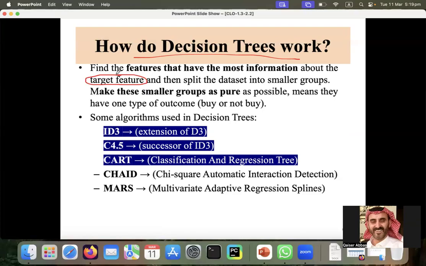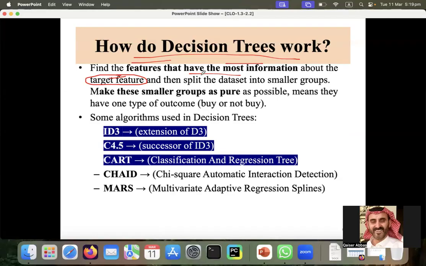Now, when you are at the root, you will try to find those features from the data which have the maximum information about that target feature. You will not find that feature manually. You have some techniques for that available in machine learning that you can use. Then after finding that feature, you will split the root node, or the data set. Root node means data set. Then you will split the data set into further smaller groups.